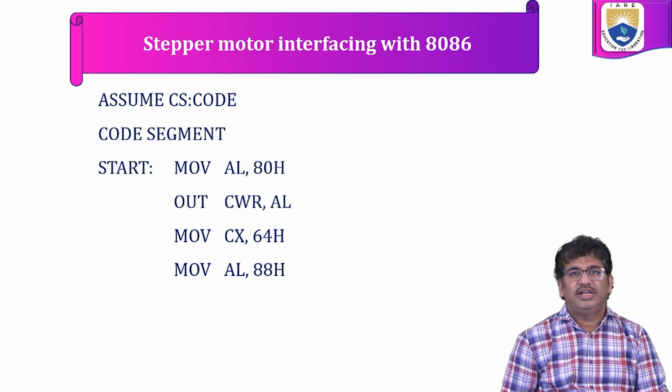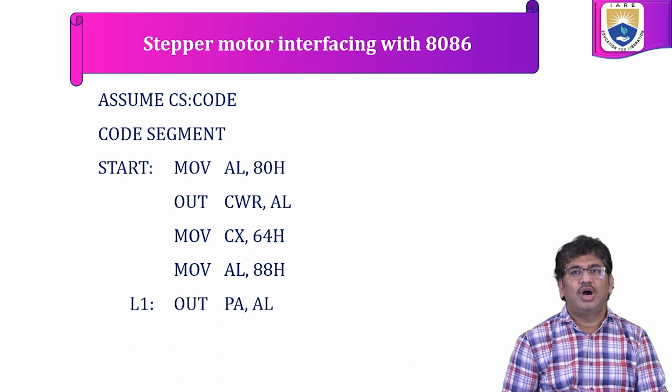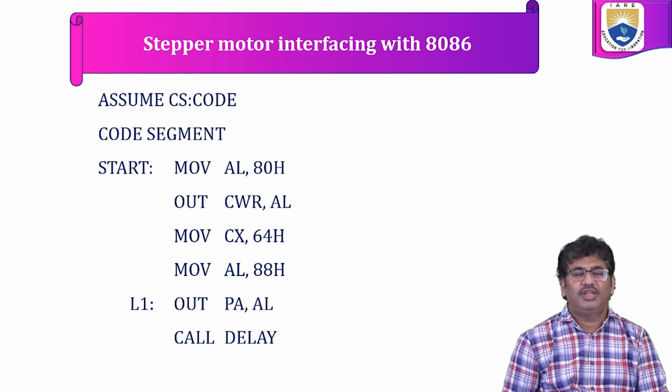After this, we have to send this excitation to port A. For that, we will write the instruction OUT port A, AL. For getting the next sequence, we have to shift the contents towards the left side for anti-clockwise. Before that, we have to call a delay for every rotation. For providing 10 milliseconds, we will call a subroutine, that is delay.